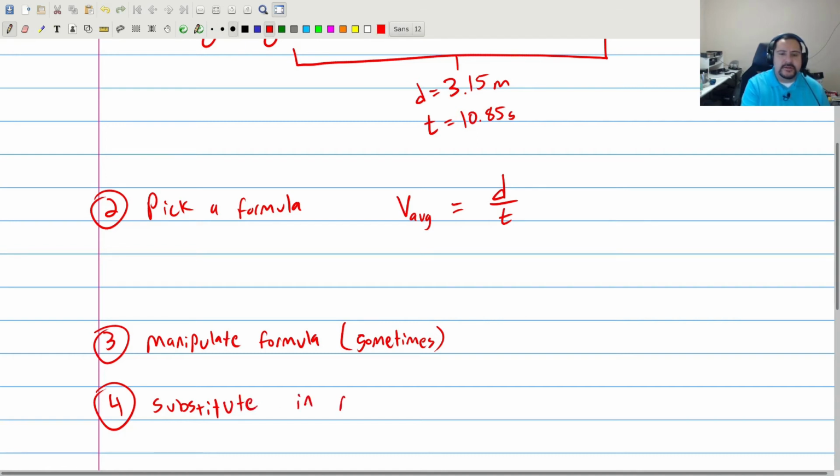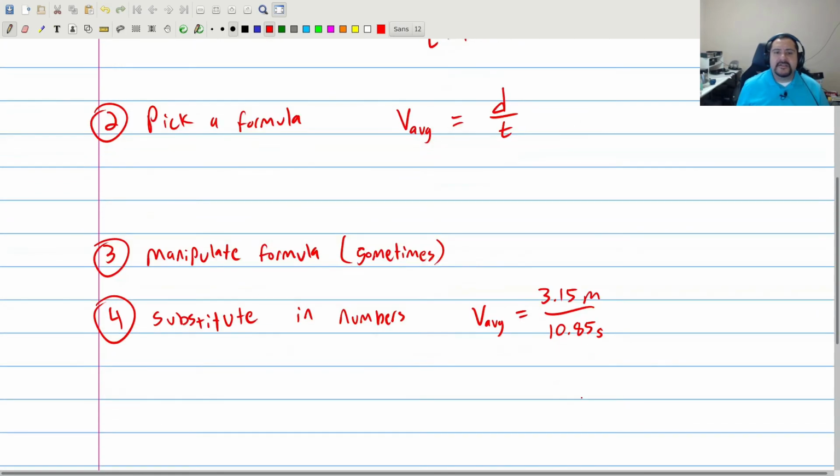In numbers. Okay, so that's going to be this. V average is equal to, well, our distance was 3.15 meters divided by 10.85 seconds. And then the last and final step is to calculate the final answer and make sure you express the correct units.